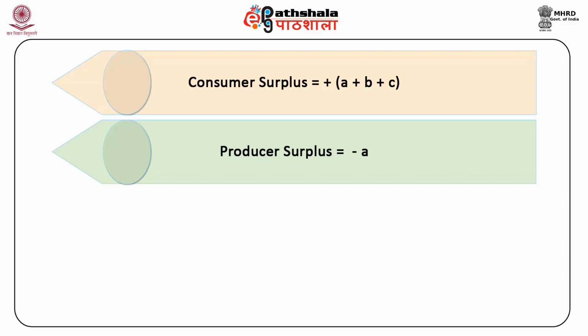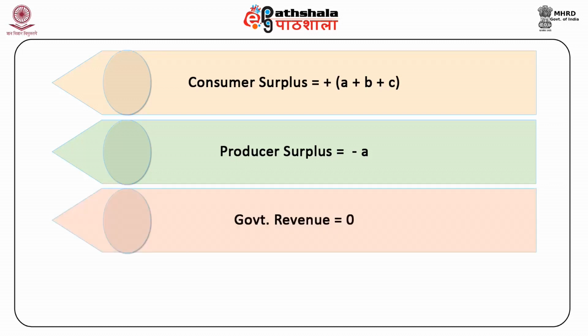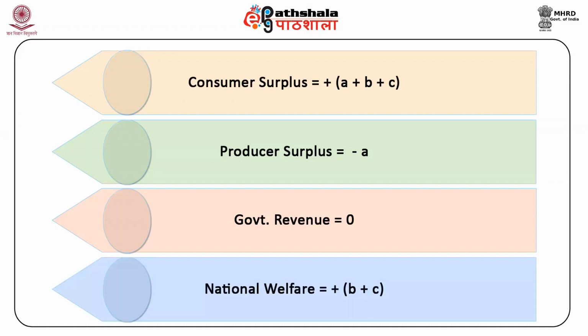Producer surplus is equal to minus A. Government revenue is equal to 0. National welfare is equal to B plus C. Trade creation: imports go from 0 to d square minus s square with the formation of the customs union.